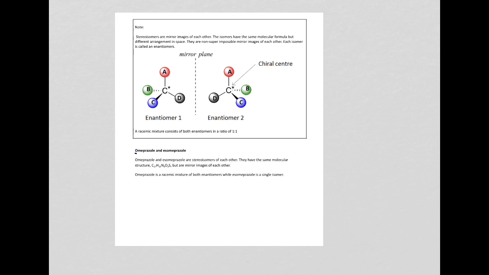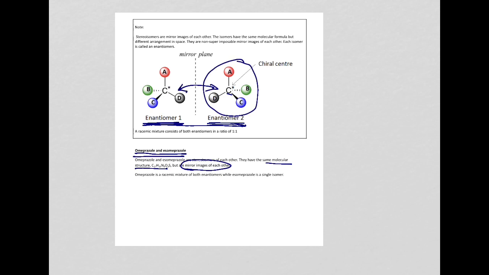Now, omeprazole and esomeprazole, these two molecules, they are very similar to each other. They have the same molecular structure, but they are mirror images of each other, as you can see here. Enantiomer basically means one of the isomers. So isomer 1, isomer 2. So they are mirror images. So they are non-superimposable. So you cannot superimpose this on this molecule. They are non-superimposable mirror images.